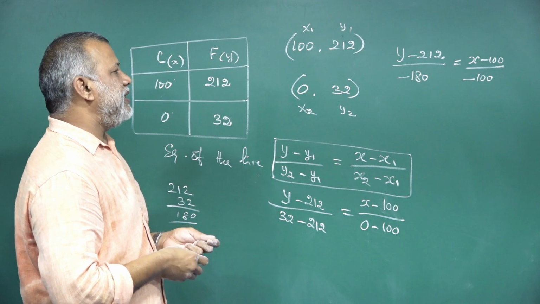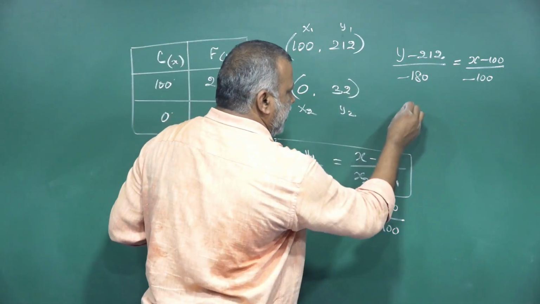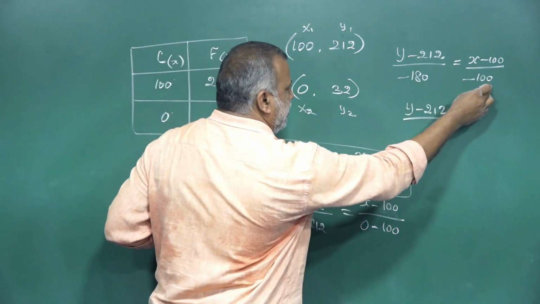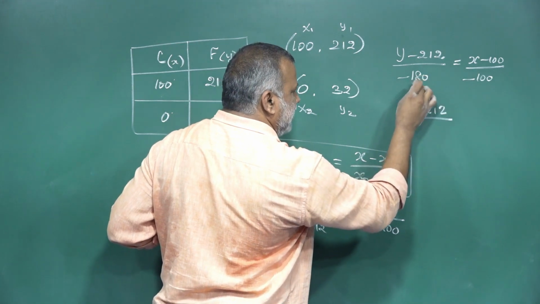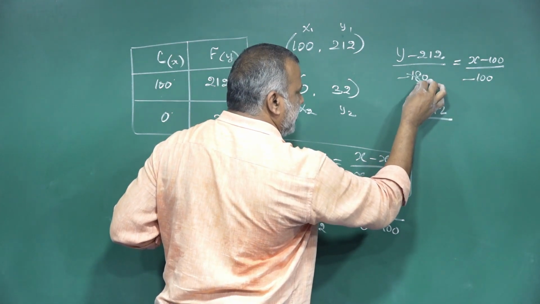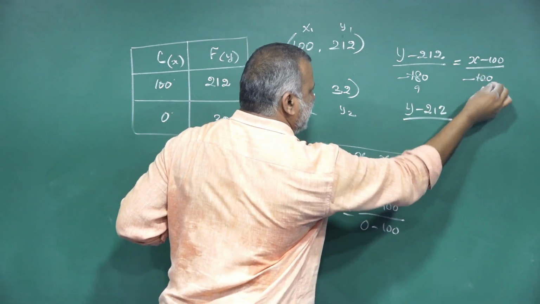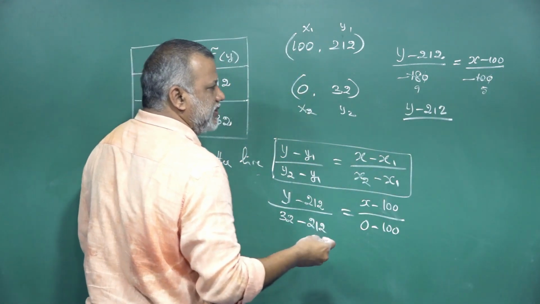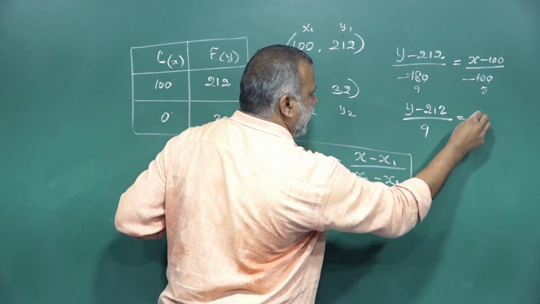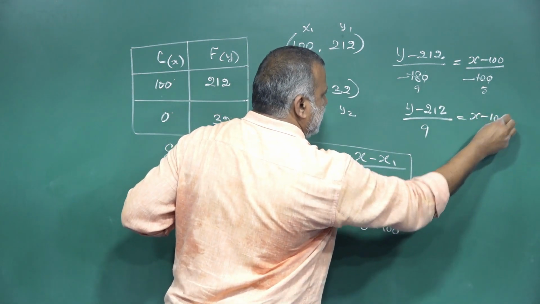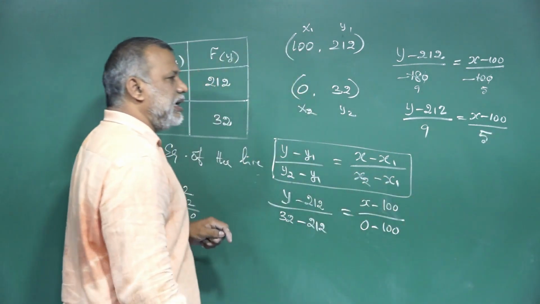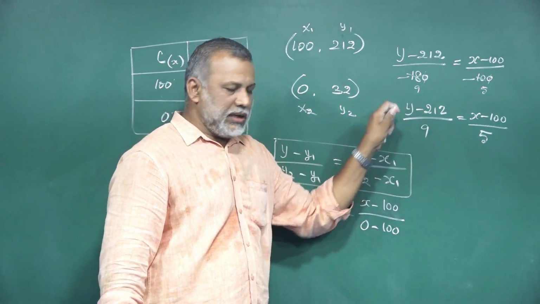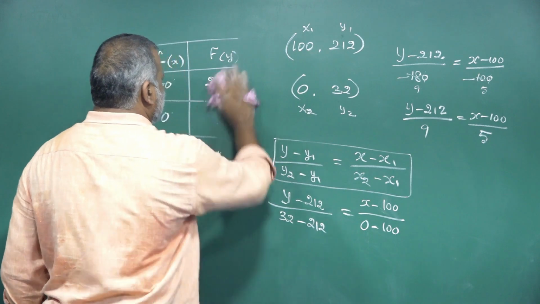So we need to simplify this one, and now cancelling the results. y minus 212 divided by, this 0 will be removed, negative will be removed, again this 18 and 10 will be removed with the help of the second table. Therefore we can get 9 here, we can get 5. Then x minus 100 divided by 5. That means we can cross multiply this one.